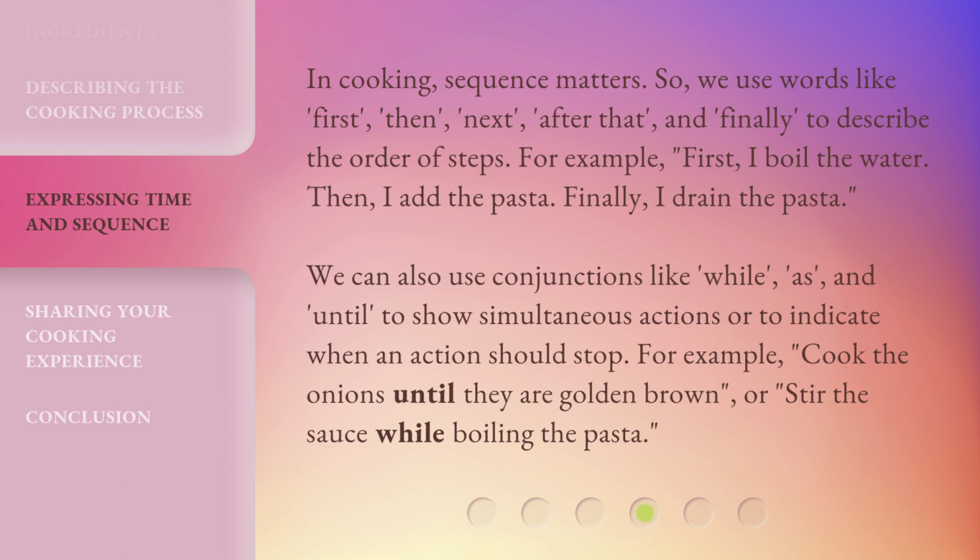We can also use conjunctions like while, as, and until to show simultaneous actions or to indicate when an action should stop. For example, cook the onions until they are golden brown, or stir the sauce while boiling the pasta.